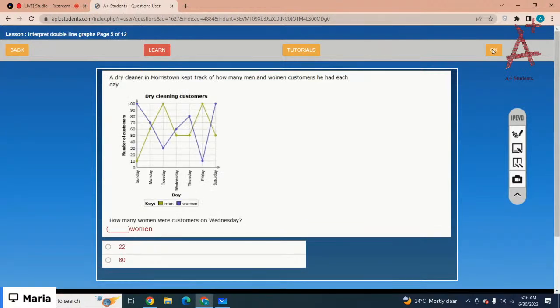Okay, a dry cleaner in Morristown kept track of how many men and women customers she had each day. How many women were customers on Wednesday? Okay, so you have two lines. One of them is green, that is for the men, and the blue one is for the women. So you have to see how many women were customers on Wednesday. So here you have Wednesday. You have to look for the blue line. Here is the blue line, and just match the value on the y-axis. That means there are 60 customers on Wednesday. So the correct option is 60.